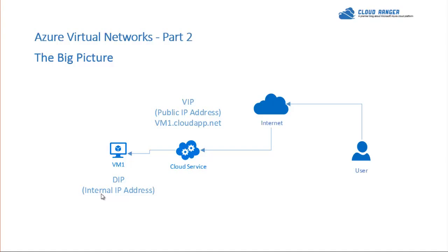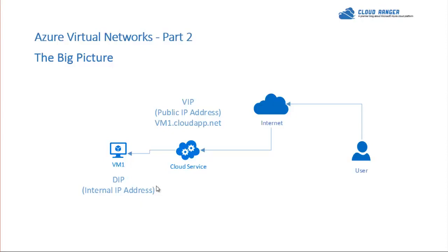So what was happening in the bigger picture is that the cloud service was getting created, it was having a VIP, and there was a DIP or an internal IP address on the VM. The cloud service was translating the public IP address to the DIP. So when the user is trying to RDP or going to the website or whatever, it's going to vm1.cloudapp.net and it's getting translated to the internal IP address. This is basic network address translation that most of you networking folks will already know. But for now, all we have to remember is that every time you create a virtual machine, it has to be contained within a cloud service.